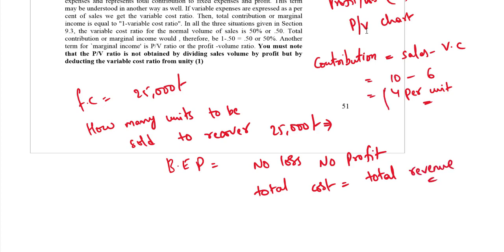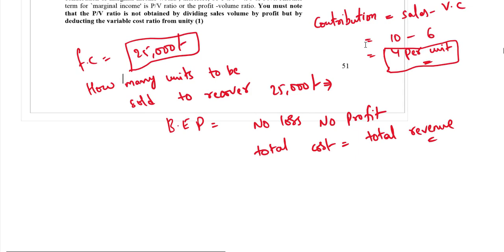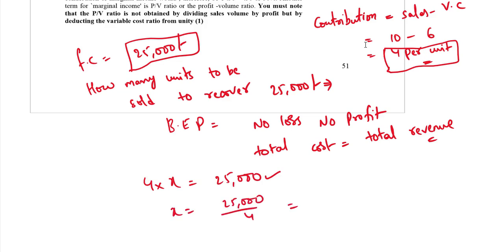What we have known here is each unit is contributing 4 rupees. Now, fixed cost will anyways be incurred. Irrespective of the volume in the company, 25,000 rupees is going to be incurred. Now, how many minimum units the company has to produce? 4 rupees per unit into X should be equal to 25,000 rupees. This 25,000 rupees first has to be covered. So X equals 25,000 divided by 4, which is 6,250 units. 6,250 units have to be sold by the company to recover this 25,000 rupees.